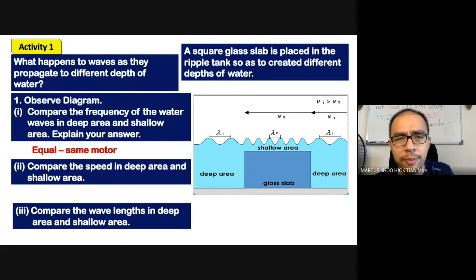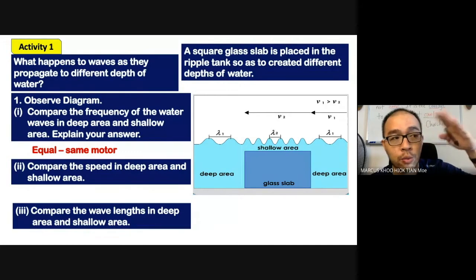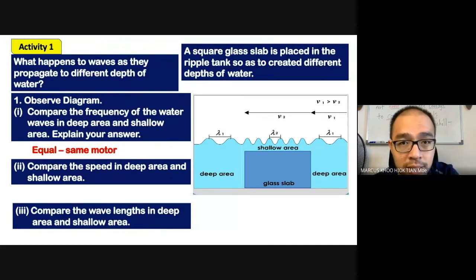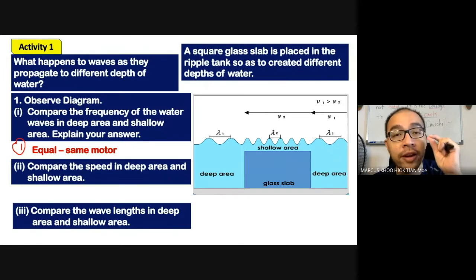This is a ripple tank, and since the motor is moving, the frequency of the waves doesn't change. This is the first thing that I need you to remember. When we talk about reflection, nothing changes except for the direction of propagation. But in refraction, the only thing that remains the same is the frequency of the wave. That's the first thing.